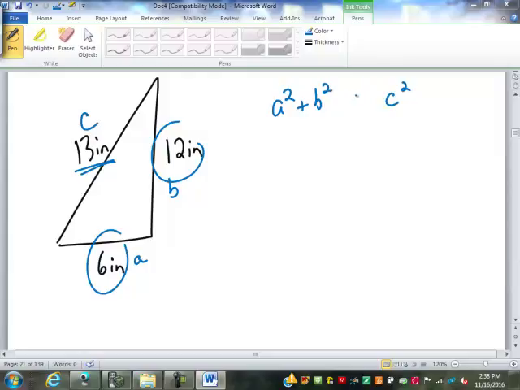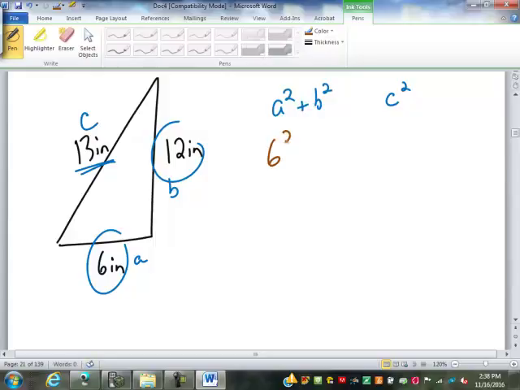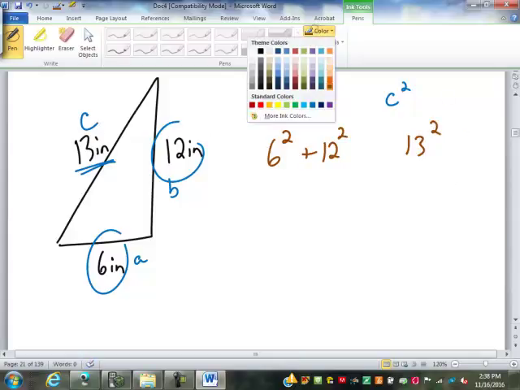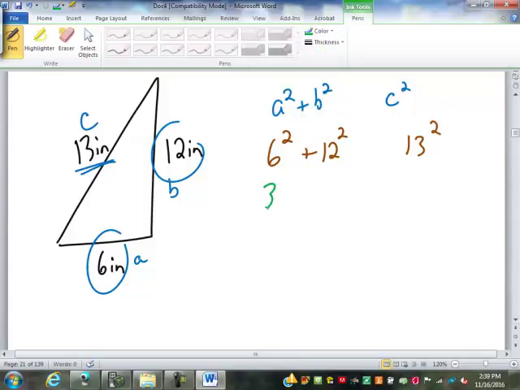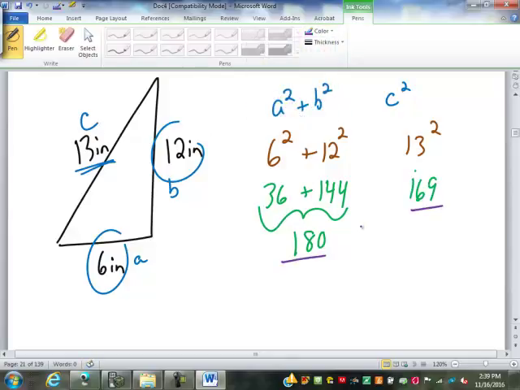Again, I'm not going to put equals in there right now because I don't know if they're equal. So A is 6, so 6 squared. B is 12, so 12 squared. And C is 13, so we're looking at 13 squared. 6 squared is 36. 12 squared is 144. That adds up to 180. Well, 13 squared is 169. Those do not equal. So this is not a right triangle.